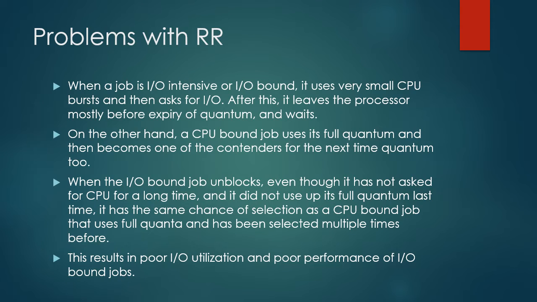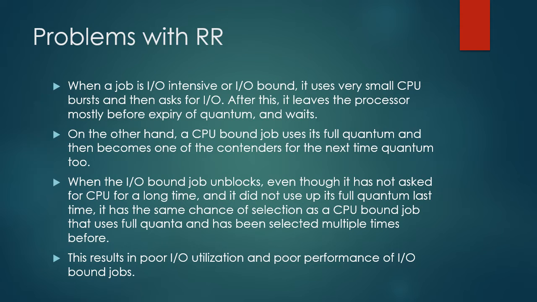When a job is I/O intensive or I/O bound, it uses very small CPU bursts and then asks for I/O. After this, it leaves the processor mostly before expiry of quantum and waits. On the other hand, a CPU bound job uses its full quantum and then becomes one of the contenders for the next time quantum.